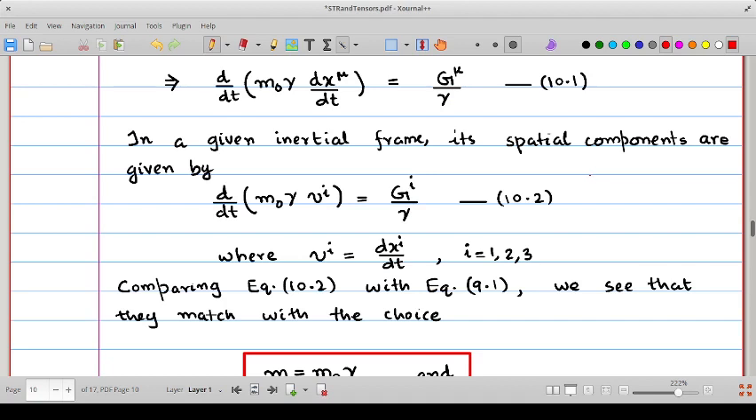Now our Newton's second law was found to be dpi/dt equal to fi, but then pi can be written as m times vi, that should be equal to fi. Now our generalization of Newton's equation, given by dp mu/d tau equal to g mu, in a particular inertial frame of reference should reduce to this equation, where m is the mass measured in that frame of reference, v is the velocity measured there, and f is the force measured there.